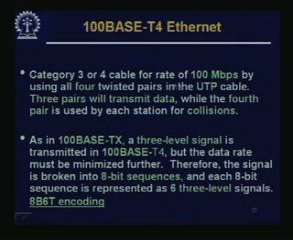Category 3 or 4 cable can be used for a rate of 100 Mbps by using all 4 twisted pairs in the UTP cable. So this is also possible. 3 pairs will transmit data, while the 4th pair is used by each station for collision detection. As in 10BASE-T, a 3-level signal is transmitted in 100BASE-T4. T4 is used when you are using category 4 cable, but the data rate must be minimized further. Therefore, the signal is broken into 8-bit sequences, and each 8-bit sequence is represented as 6 3-level signals. So 8B6T. We need not bother much about it.